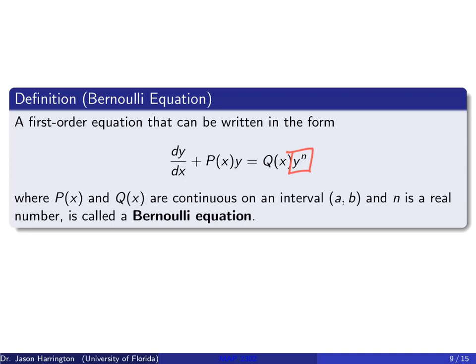Then we say p and q are continuous. If p and q are continuous on a to b, some interval, and n is just any real number, then we call that a Bernoulli equation. And the idea for this is that we're going to let v equal that y to the 1 minus n. That is what you do when you see a Bernoulli equation. And you do the same process and you make the same substitutions that we did before, just in a similar manner.